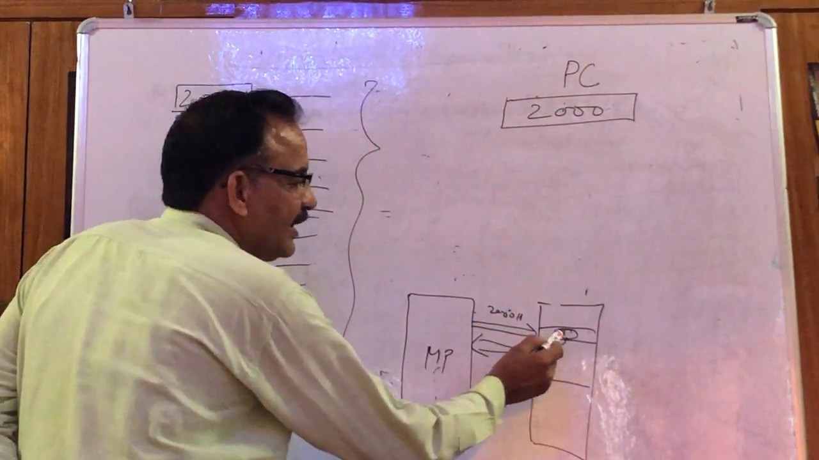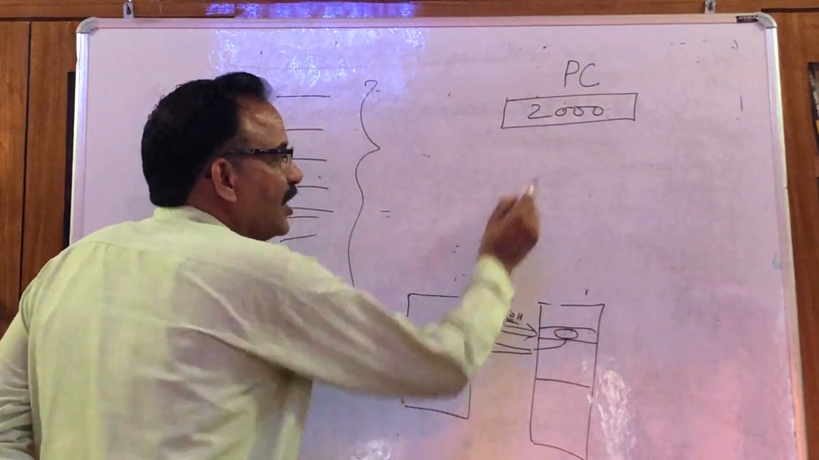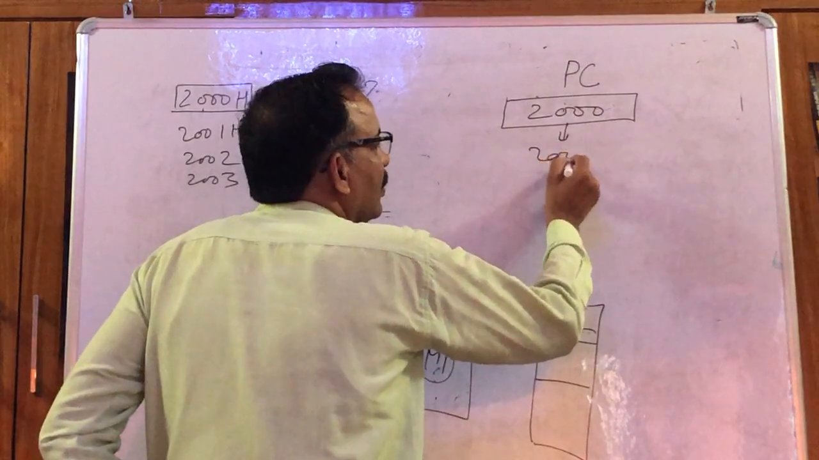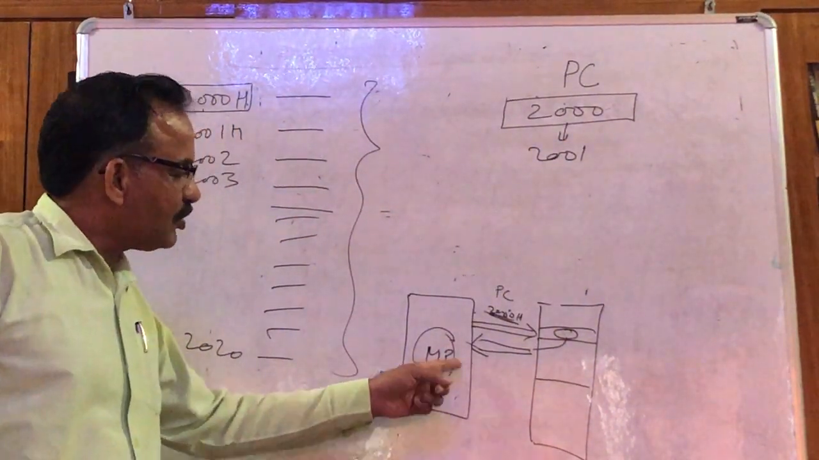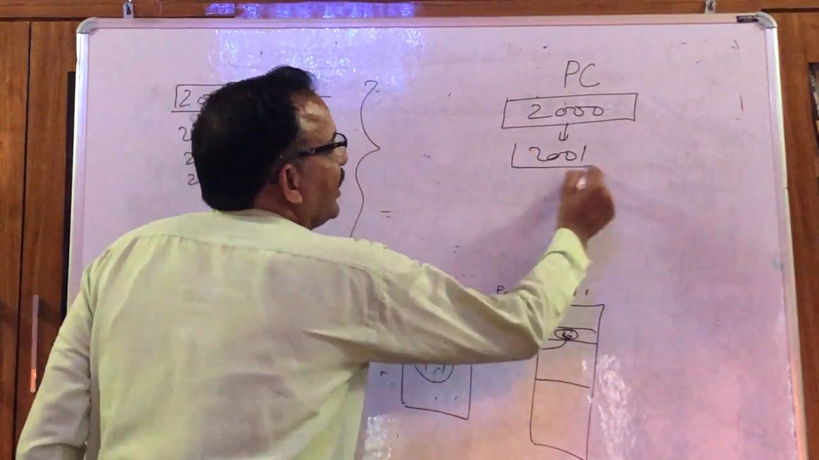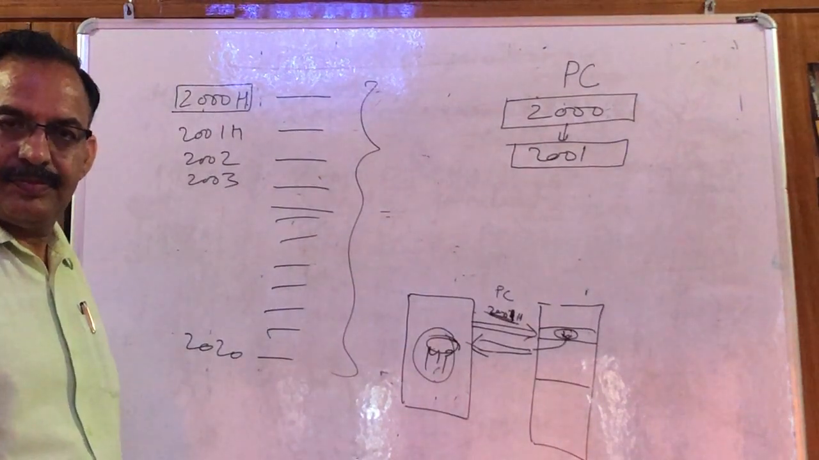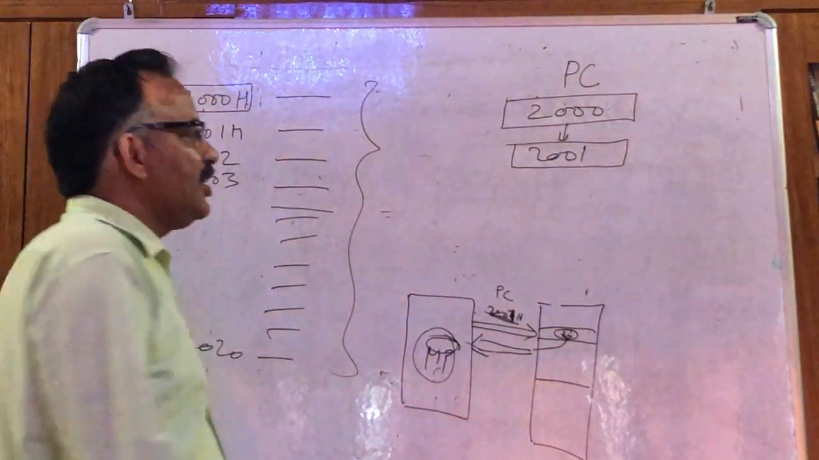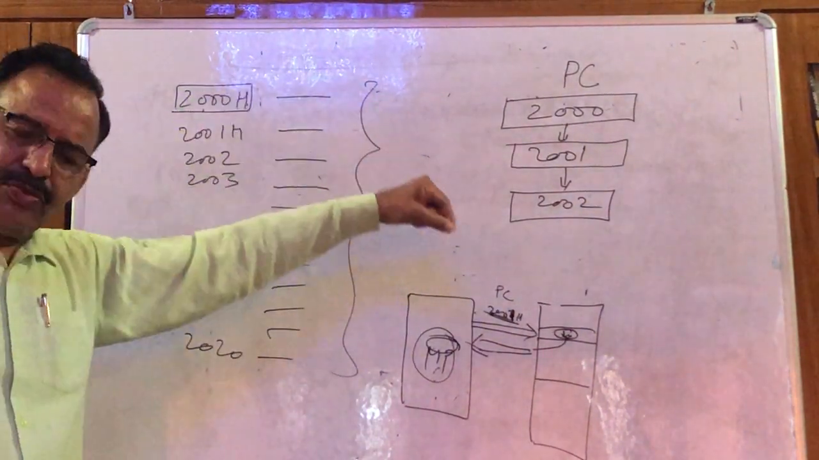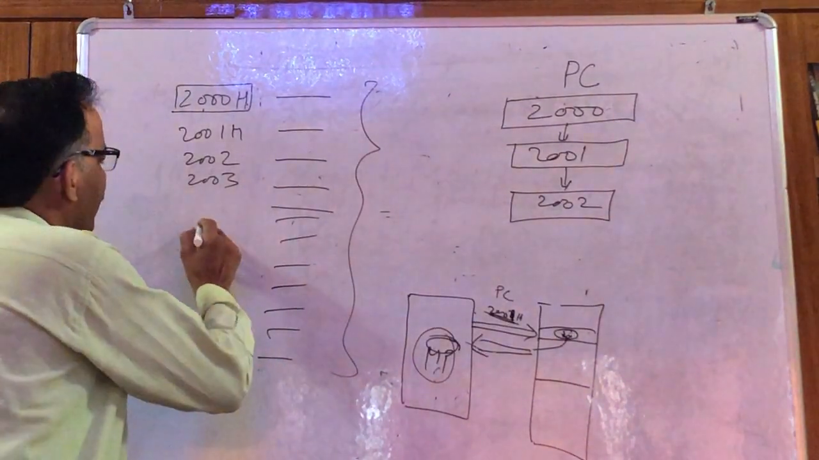When the microprocessor is getting the byte from here to execute it, in the meantime the content of the program counter will be automatically incremented by 1. That means when the microprocessor finishes executing this byte, it will come to know that the program counter content is 2001. Hence, now it will order to get a byte from memory location 2001. When it is getting the content from 2001, it will automatically become 2002. So basically it is the program counter which is providing the address of the location from where the microprocessor will get the next byte.